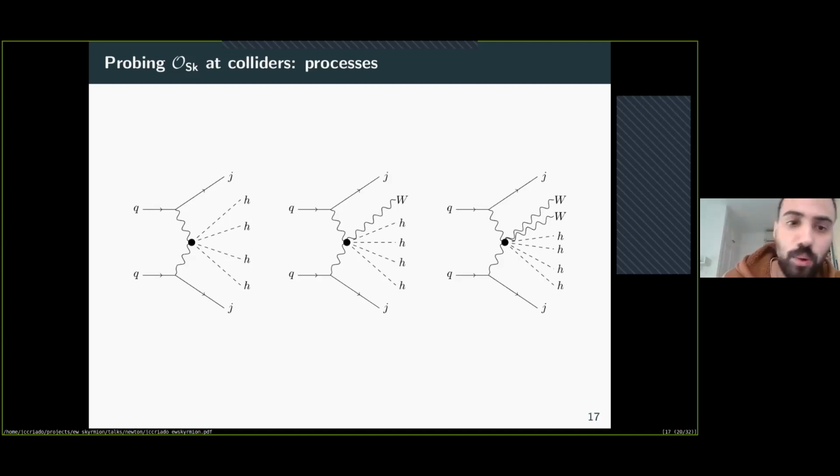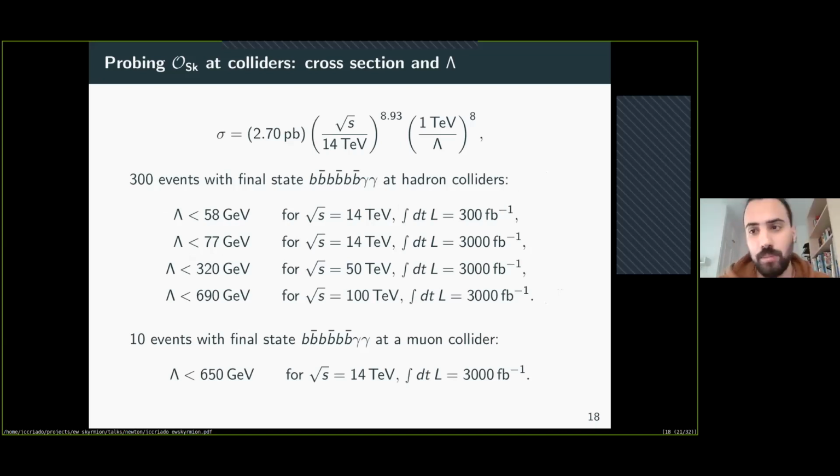We chose to focus on this left process as an example, and we simulated it with MadGraph and tried to see what values of lambda could be probed at different colliders. For this, we imposed that 300 events with this final state would be produced: one Higgs decaying into gamma gamma and the other into b b-bar. This is inspired by the cleanest channel in di-Higgs production. And these are the values of lambda that we got.